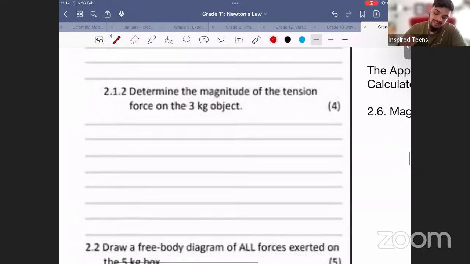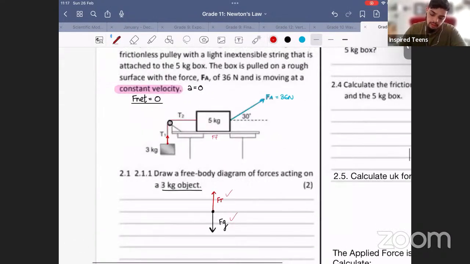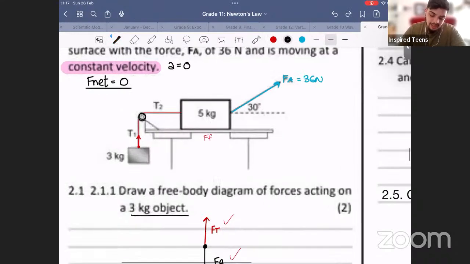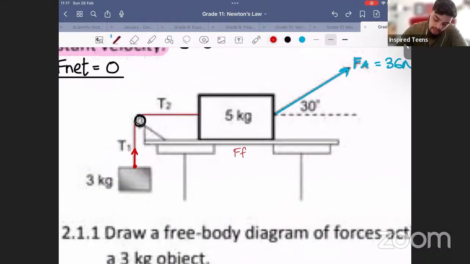Calculate the magnitude of tension force on the 3 kg object. Okay, so now they want us to take it step by step. Just one thing to note: when we do the free body diagram for this 5 kg object, the tension is in the left direction. Again, it's always at the point where the rope touches the object, you go away from the object, on the rope. This is the tension for the 5 kg object.